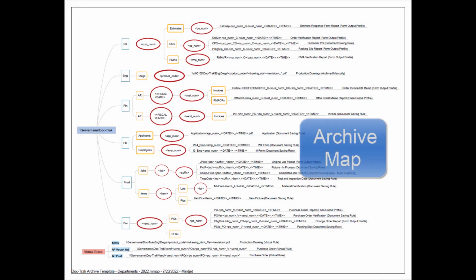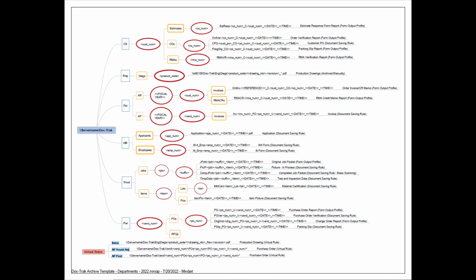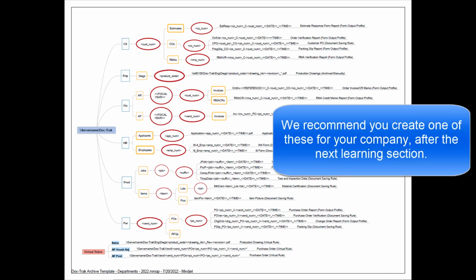This is what we call an archive map. I've designed this flowchart as a tool to guide me as I create the various file name rules. This will result in an archive structure that makes sense to the folks here in our fictitious company, Progressive Cycles. Now, this may look a little confusing, but don't worry about that now. I'll be referring to this archive map in the next section when we set up our file name rules. It will make much more sense to you then. It's highly recommended that you create one of these for your own company after you complete the next learning section.